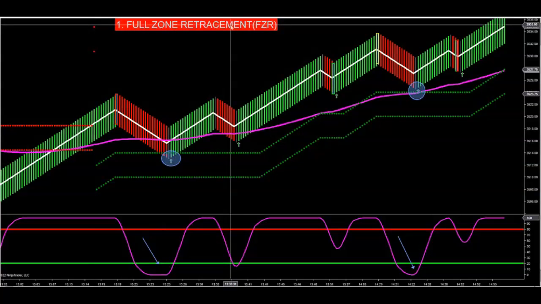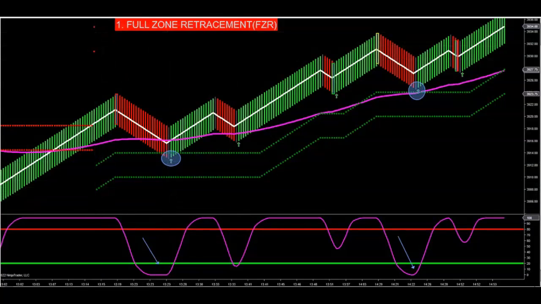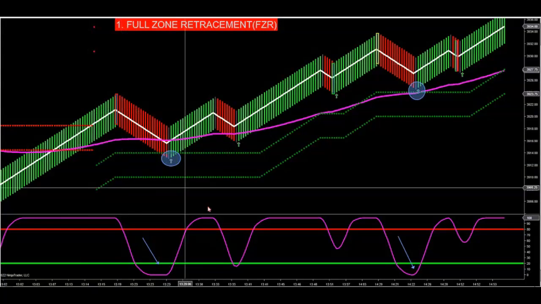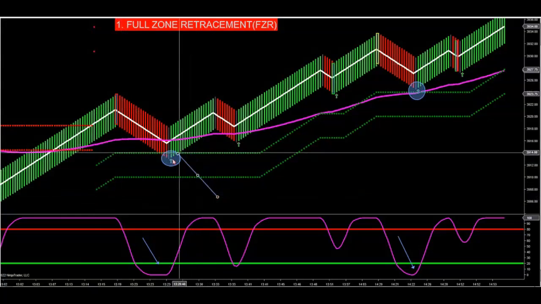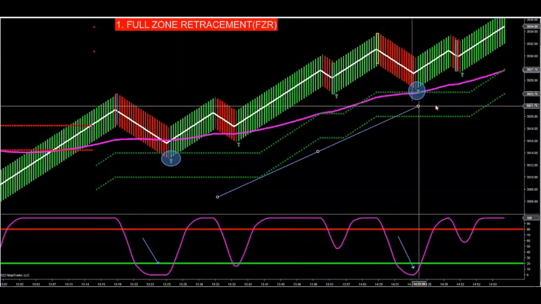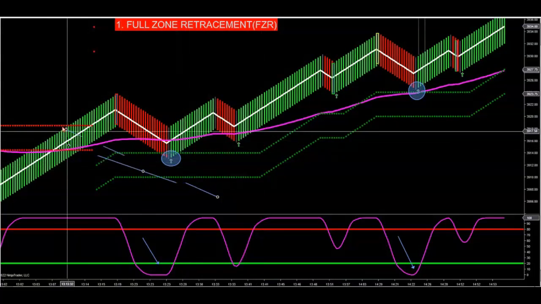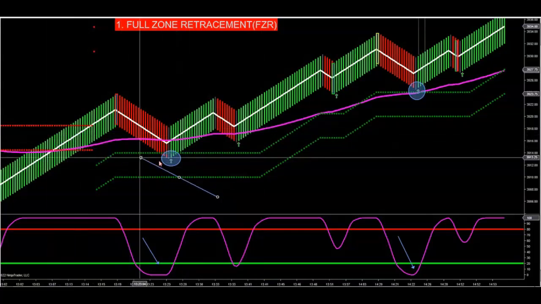We start out with a full zone retracement. Just to review for you guys, that is when price gets inside of our zone. A green zone would be a buy zone. So this is a buy zone all the way up, and we're looking for pullbacks to that buy zone. Red would be sell zones. You look for a pullback to that sell zone.